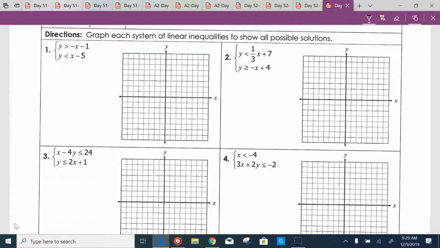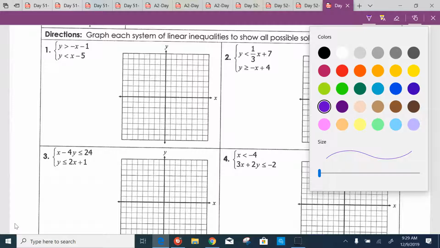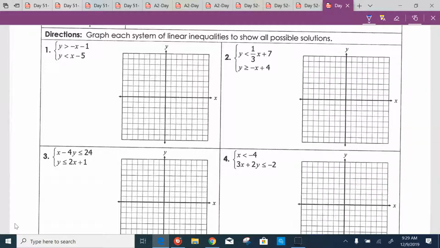Number one, we have two inequalities. We have y is greater than negative x minus 1, and our second inequality is y is less than x minus 5. Both are in slope-intercept form because they begin with the y. So I can go ahead and get some basic information.